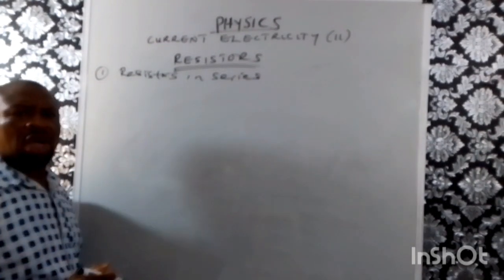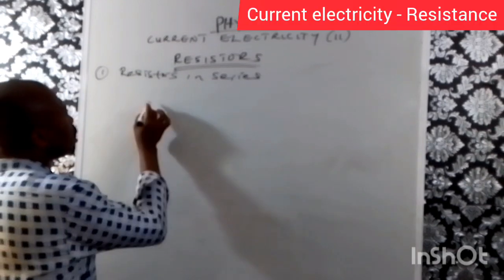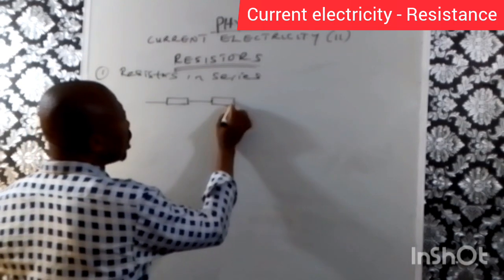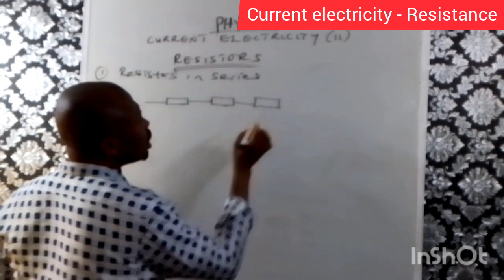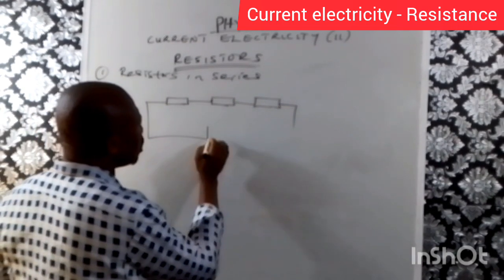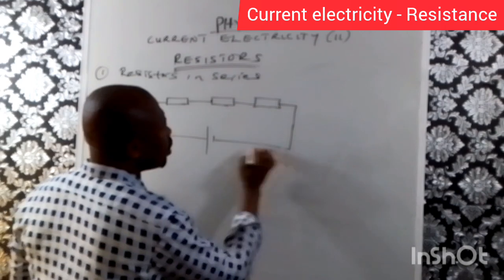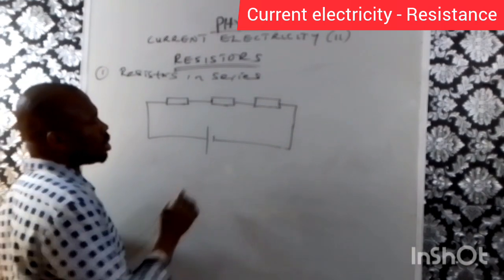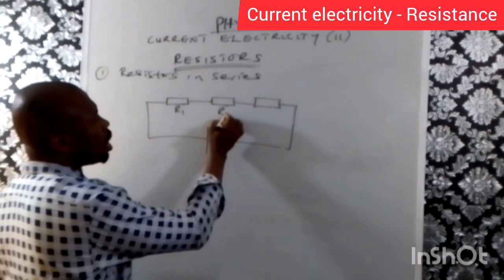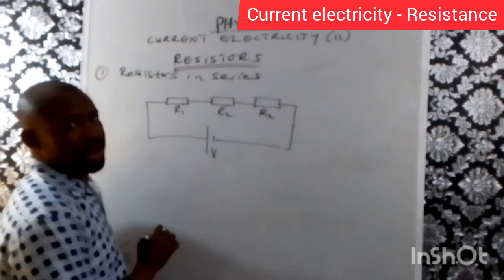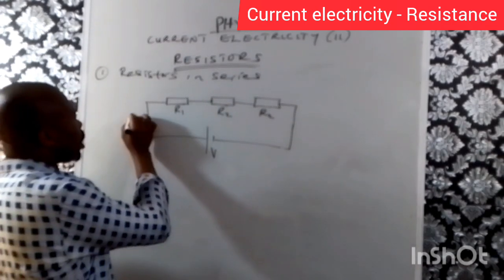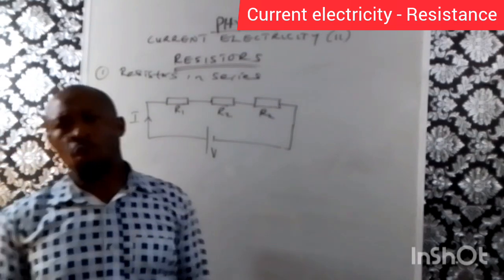When the resistors are connected in series, we can have it like this. Assuming there are three resistors that are connected in series, then here we have the potential difference, V. Then here is R1, R2, R3. Now if we have these, then this is the direction of the current flow.